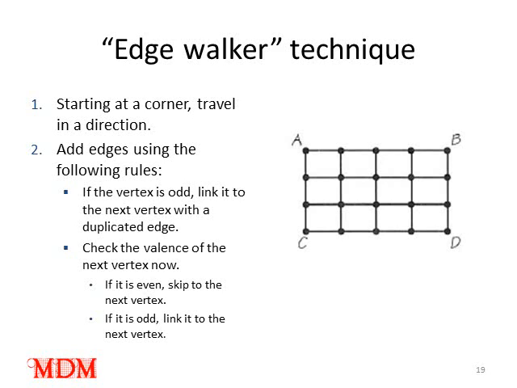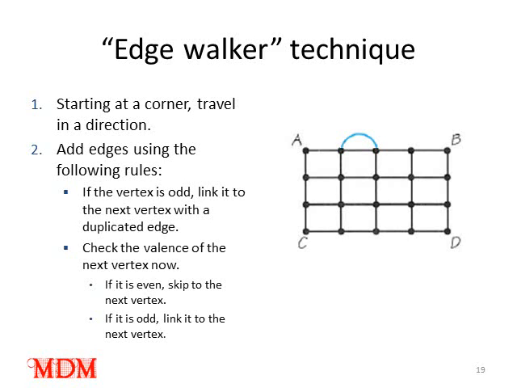We're going to start at vertex A, and notice that vertex A is even. Moving in a clockwise direction, we go to this particular vertex. And we can see that this vertex happens to be odd. So the rule is, if it's odd, we're going to link it to the very next vertex with a duplicated edge.